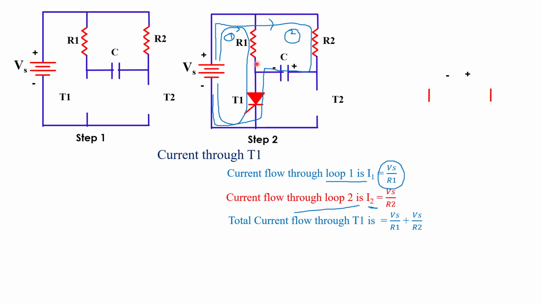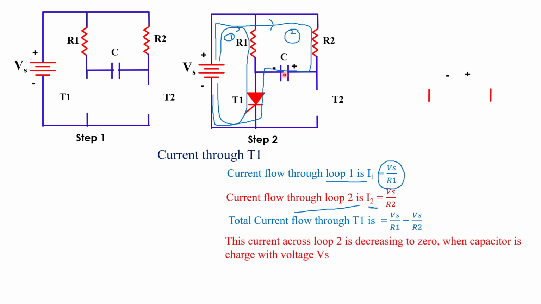Now here we see in the circuit diagram, when current flows through loop 2 from resistor R2, the capacitor starts charging. When the capacitor is charged, the current through loop 2 decreases. When the capacitor is fully charged with supply voltage Vs, the current through the loop decreases to 0. And when the loop 2 current decreases to 0, how much current flows through the T1 thyristor this time? The T1 thyristor current is equal to the loop 1 current, that is Vs by R1.